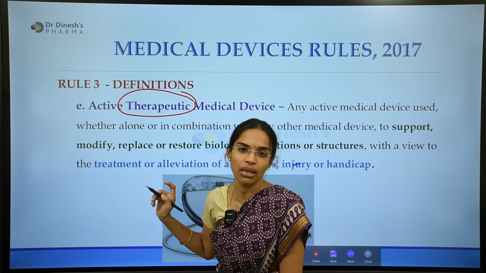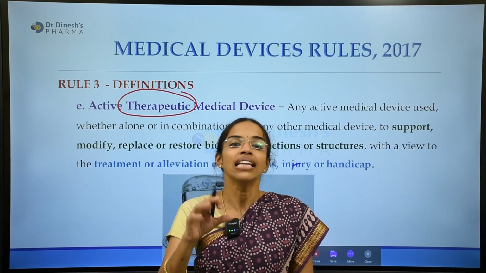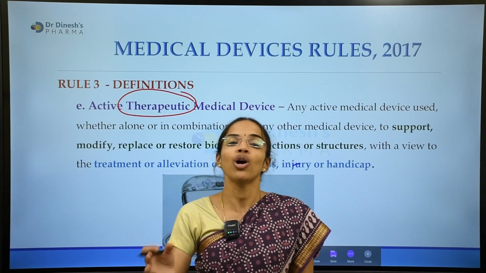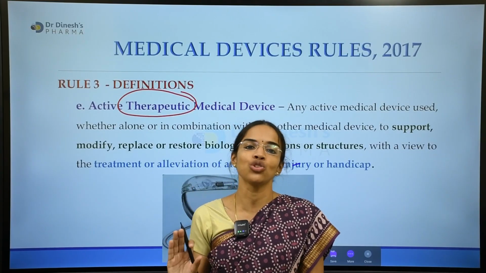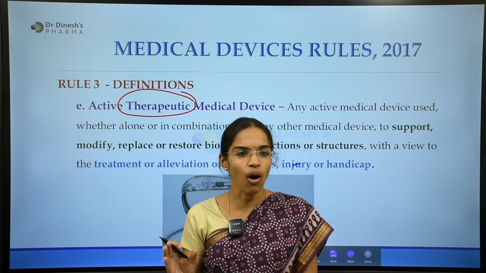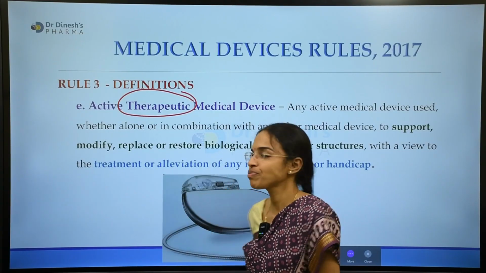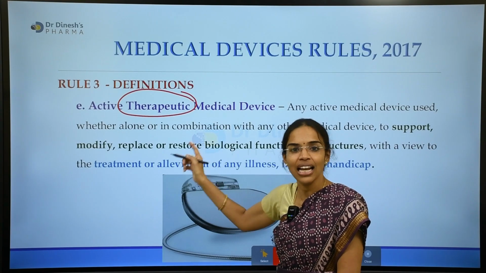In active therapeutic medical device, the act only focuses on the therapy, how it does the therapy, what all are included and what is the therapeutic method. But here it is not using any kind of electrical energy, or any other sources of energy. Okay, so that is an active therapeutic medical device.